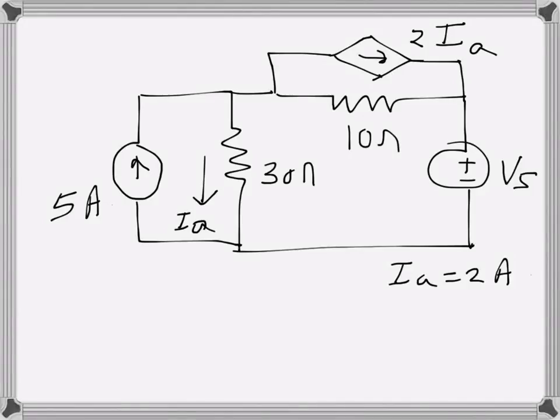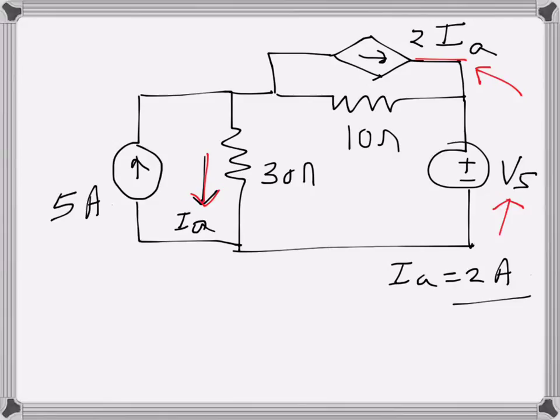In this circuit it is given that current IA is 2 ampere, and we can see that IA is this current here, and this is a current dependent current source, and the value is 2 IA. So IA is 2 ampere and this one is 2 IA, so this current is of course 2 times 2 is 4. So we need to find out the value of the voltage source.